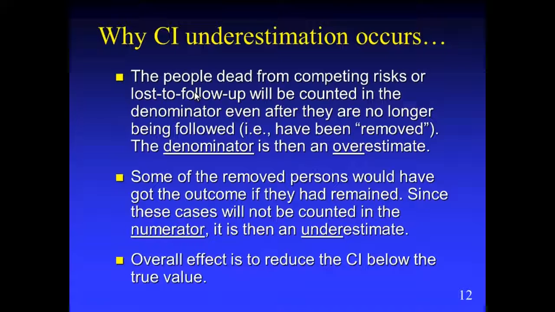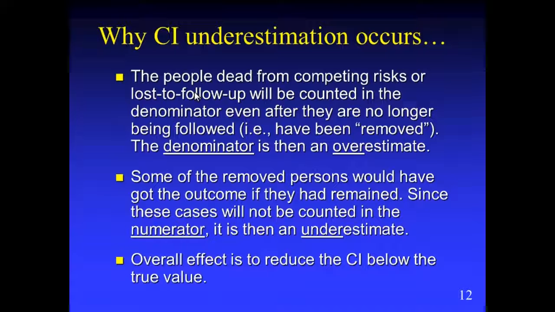So why does this underestimation occur? It's fairly straightforward and intuitive if you think about it. If we don't take into account these people who die from competing risks, or are lost to follow-up, then we'll continue to treat them as alive. So our denominator will continue to contain those people. You could say that our denominator is an overestimate, but some of those people who either died from competing risks or were lost to follow-up, if they had remained in the cohort, would presumably have got the disease of interest. But they're not counted because we don't receive any information that they had got the disease. So you can think of the numerator as being an underestimate.